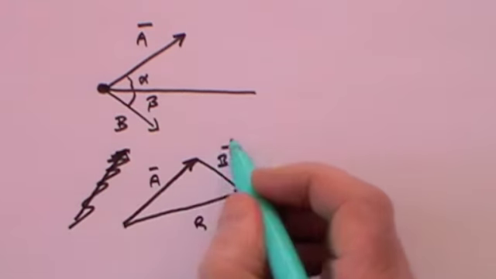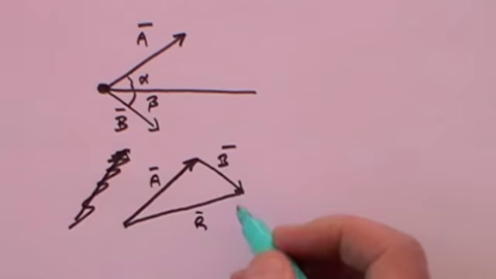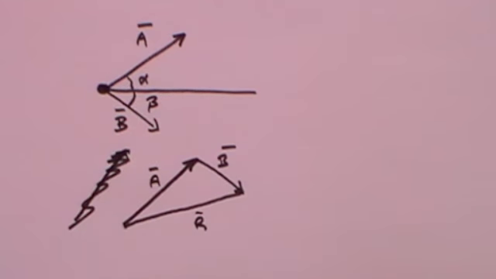Since they're vectors, I better put lines over their heads just to tell you that those are vectors, and that is the resultant. The length of the resultant represents the magnitude, and the angle of the resultant to the x-axis tells you the direction that the resultant force will act. And it doesn't matter which way you do it.